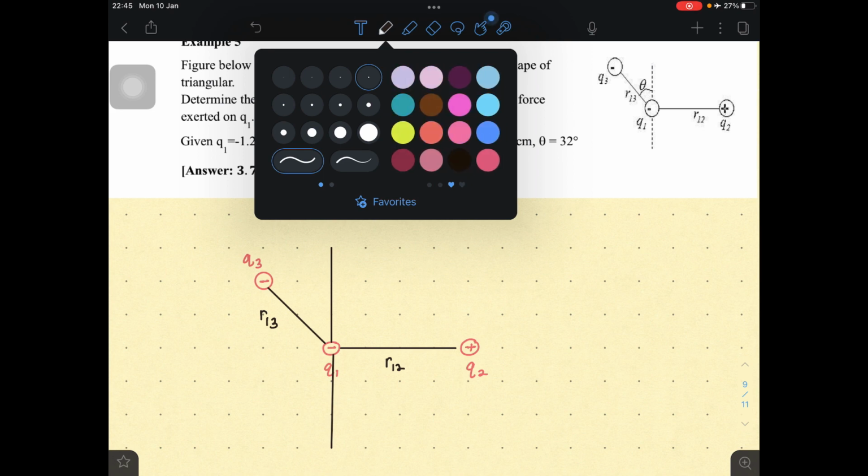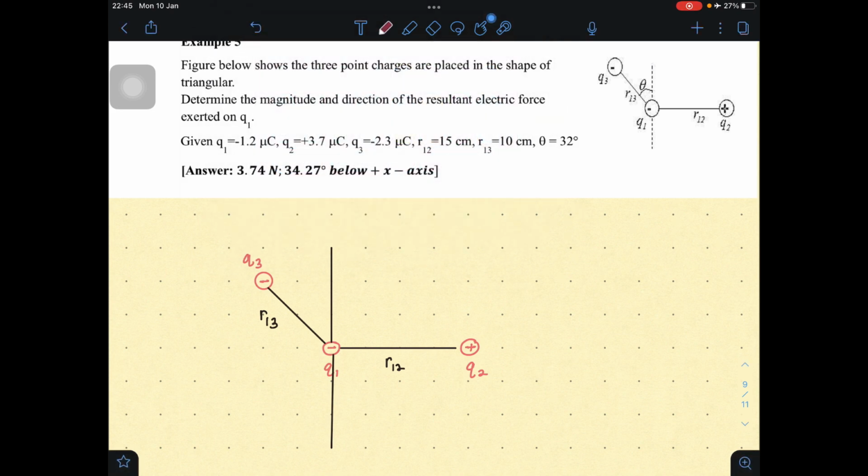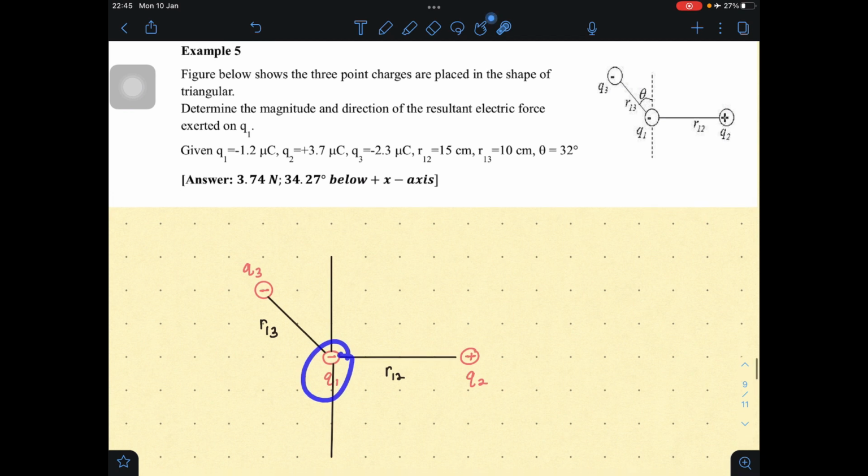Okay, so first of all we need to determine, what do we need to determine again? Okay, we need to determine the direction of the force. Okay, because we want to focus only on Q1. So Q1 saja, maksudnya kita akan tengok force between Q1 and Q2 and also force between Q3 and Q1. Okay, let's look at these two charges first. So negative, positive, they will attract each other. So attract each other, direction of the force will be like this, F21.